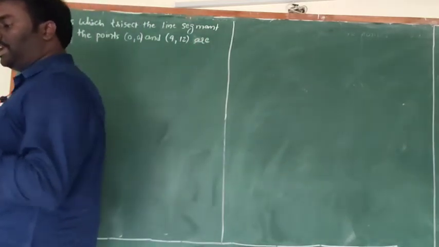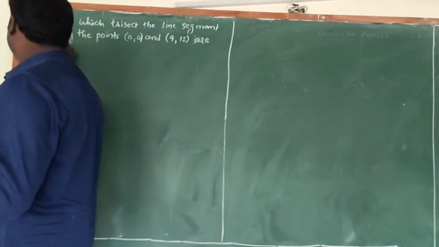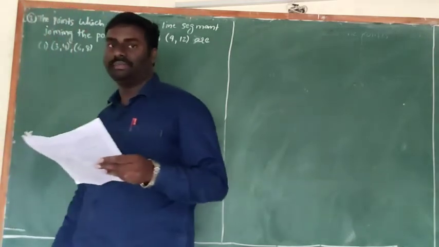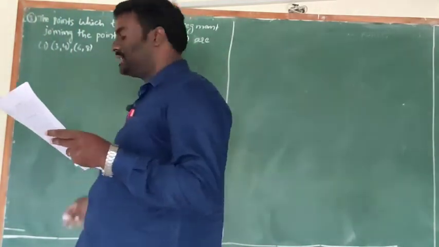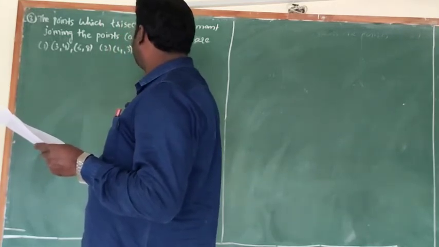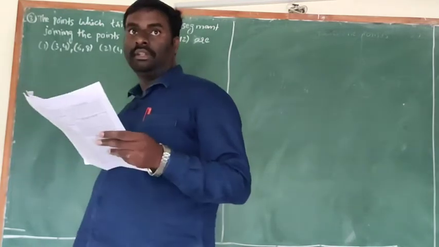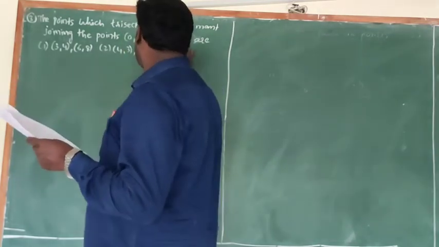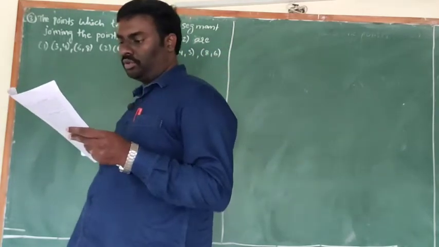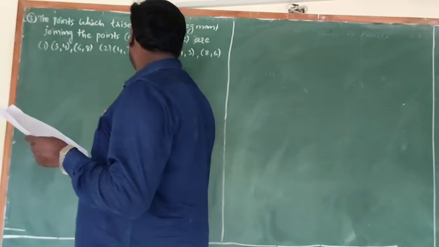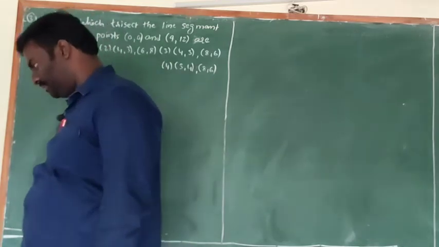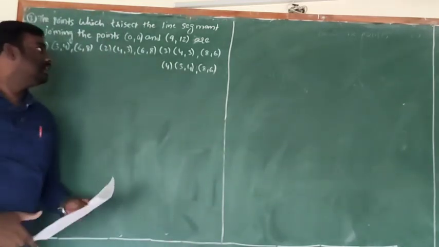Now first option 3, 4, 6, 8. Second 4, 3, 6, 8. Third option 4, 3, 8, 6. Fourth 3, 4, 8, 6. Okay. Listen, in this, 2 points are given.